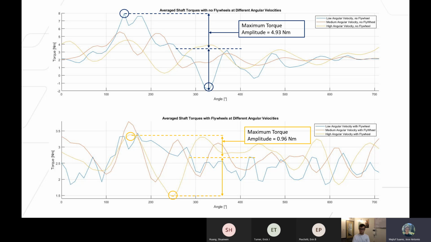Moreover, as a measure of torque variation, the maximum torque amplitude for the engine running without flywheels was 4.93 Newton meters. On the other hand, the maximum torque amplitude achieved with a flywheel was 0.96 Newton meters. That is 80% lower. Hence, running the engine with a flywheel makes it run smoother and with lower torque magnitude peaks. This is because when the engine is run with a flywheel, the flywheel can store energy and then supply this stored energy to compress air during the compression stroke. These average torque curves were used to find the work due to air.